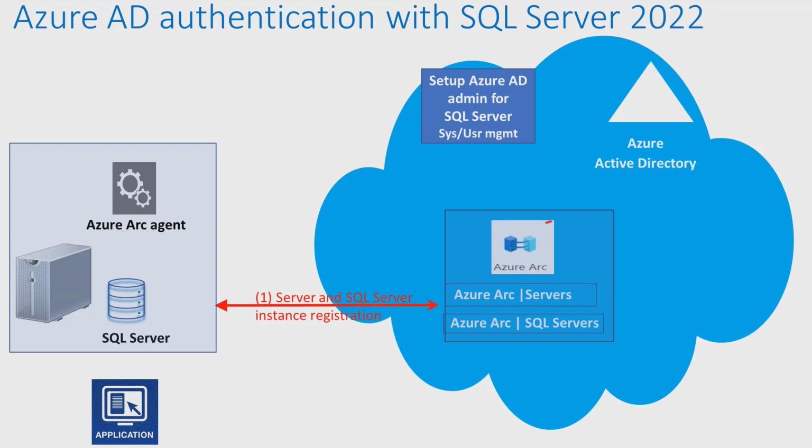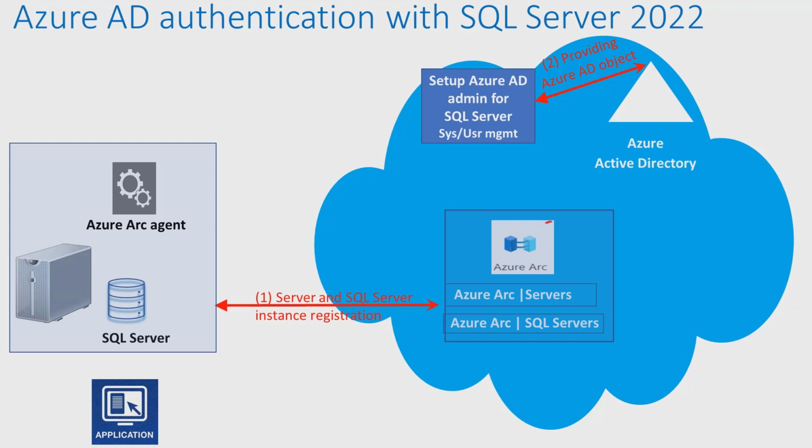The first step is to register the host server with Azure Arc, and the SQL Server with Azure Arc. This registration is creating an Azure Arc agent on the host machine. The next step is to provide an Azure AD object that will be used to set up the Azure AD administrator for SQL Server, and either using a system or user managed mode. I'll talk about it later.